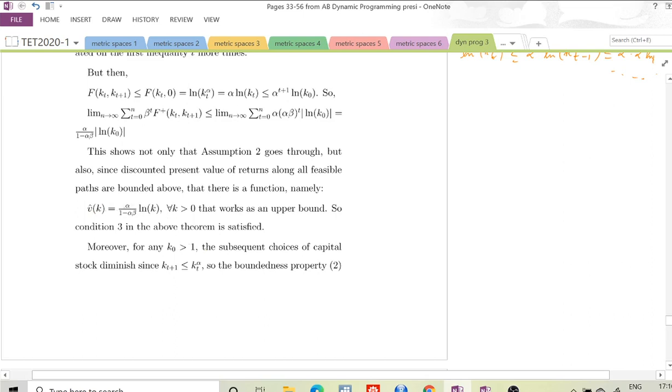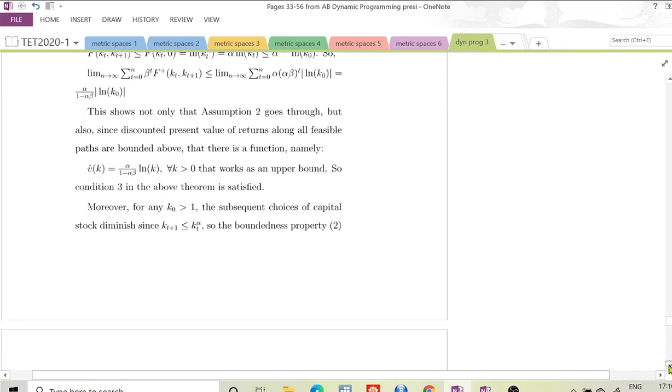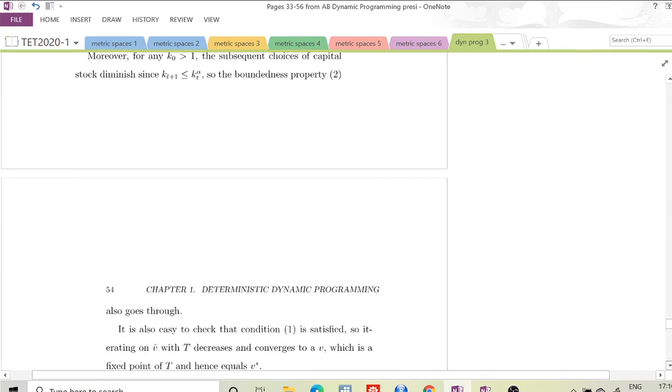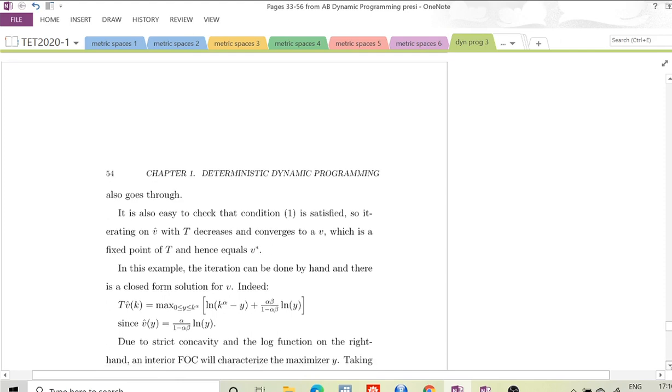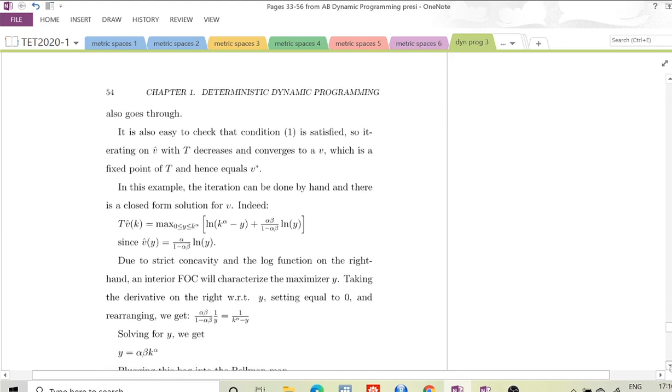v hat of k being equal to alpha by 1 minus alpha beta log k. Right? It works as an upper bound. Does it satisfy the assumption T v hat is less than or equal to v hat? And we'll see that it indeed does. Apply T to it and you'll see that it does.